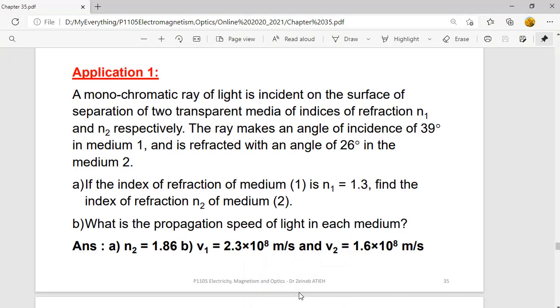So, a monochromatic ray of light. When he says monochromatic, he means light with one frequency. It is incident on the surface of separation of two transparent media of indices of refraction N1 and N2 respectively. The ray makes an angle of incidence of 39 degrees in medium 1 and is refracted with an angle of 26 degrees in medium 2. So angle of incidence is 39, angle of refraction is 26. If the index of refraction of medium 1 is N1 equals 1.3, find the index of refraction N2 of medium 2. So let's start with the first part.